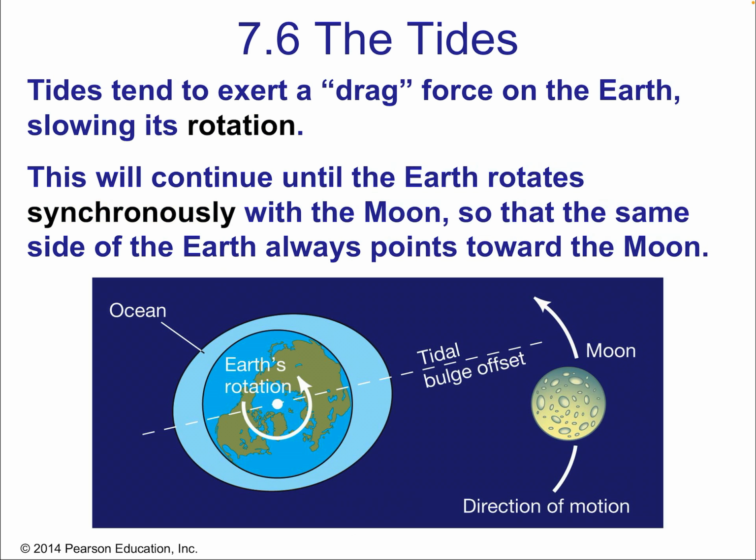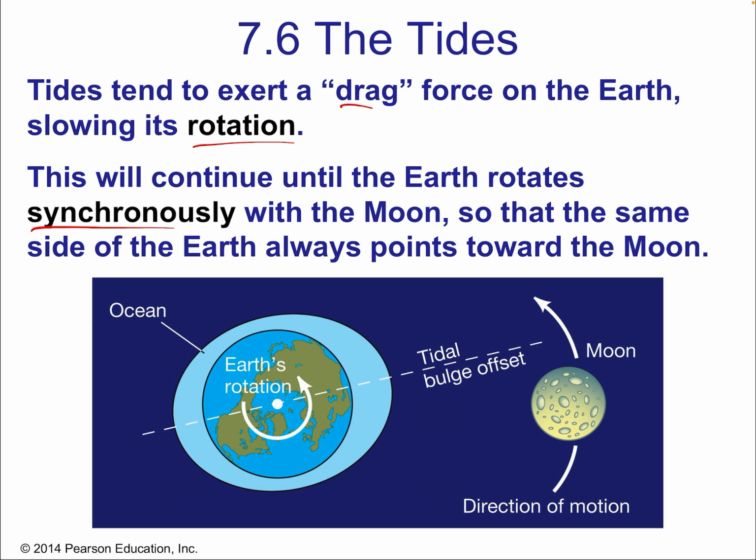So tides tend to exert a drag force on the Earth, and they're actually slowing Earth's rotation. So over time, our day is getting longer and longer. It's only a tiny fraction of a second per year, but Earth is absolutely slowing, and the moon is drifting away, and that's due to the energy being lost to the tides. This process will continue forever until Earth eventually synchronously rotates with the moon.